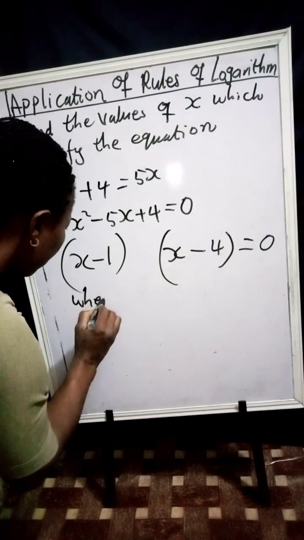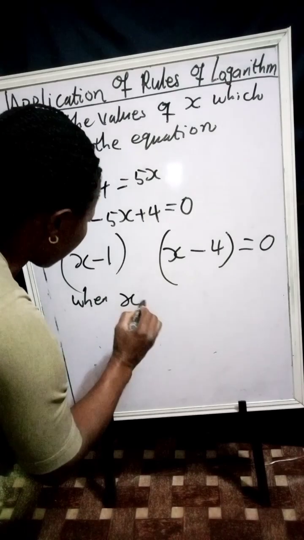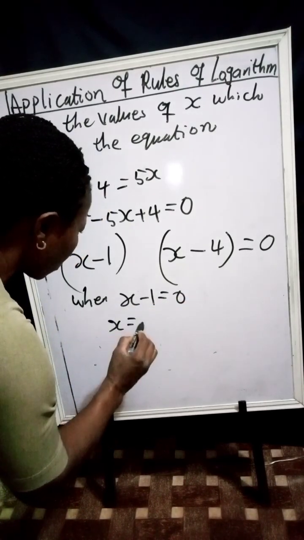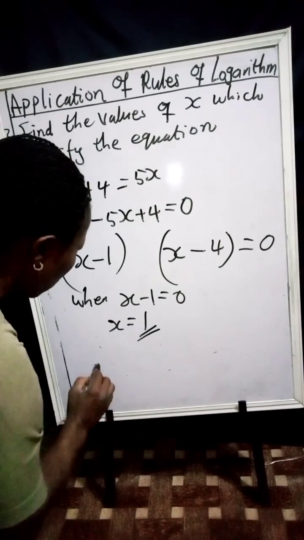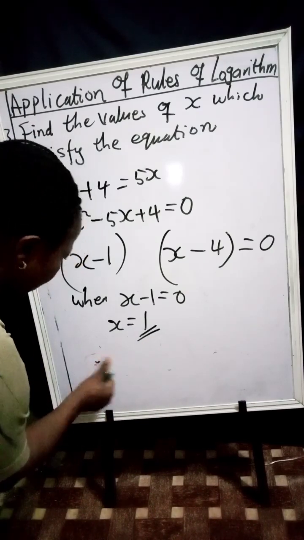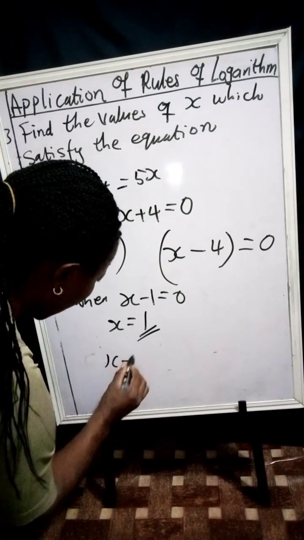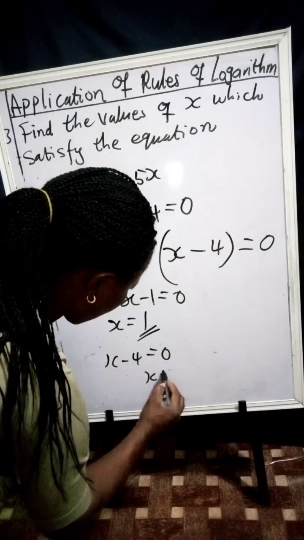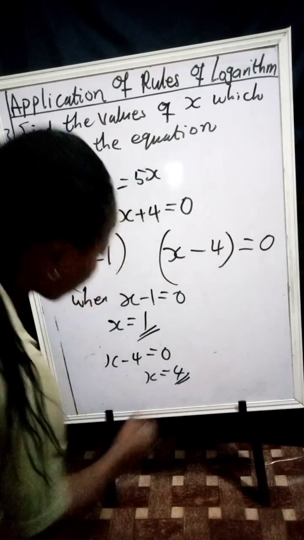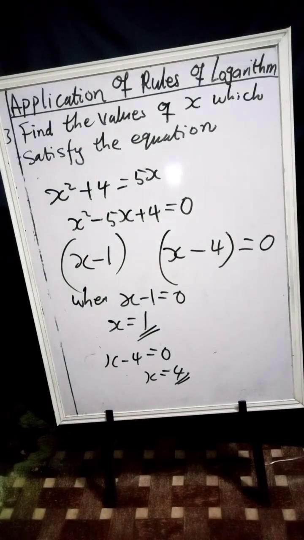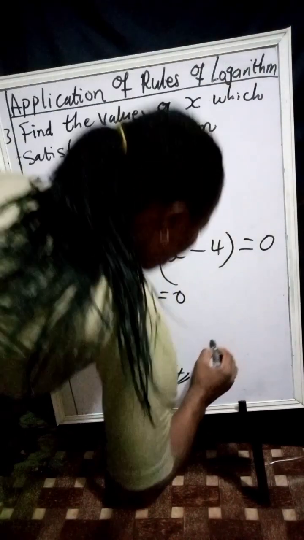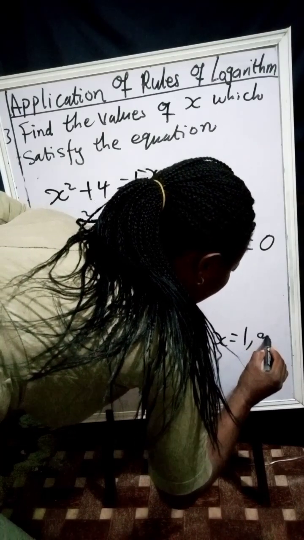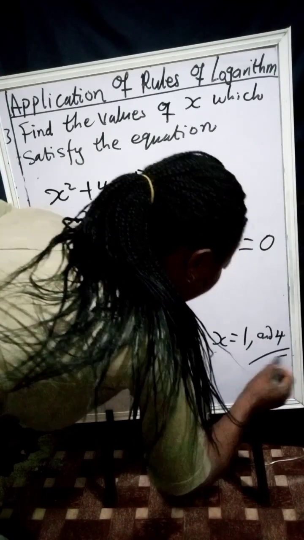Such that when x minus 1 is equal to 0, x is equal to 1. And when x minus 4 is equal to 0, then x is equal to 4. So the two numbers that satisfy the equation are 1 and 4. That is the answer.